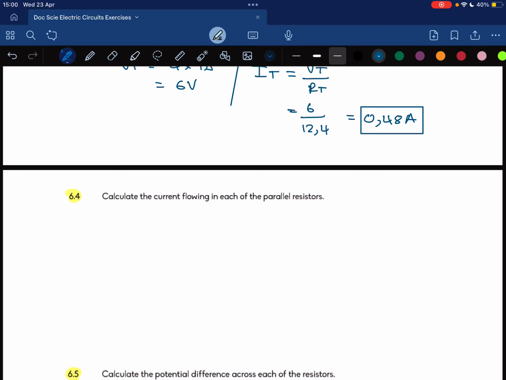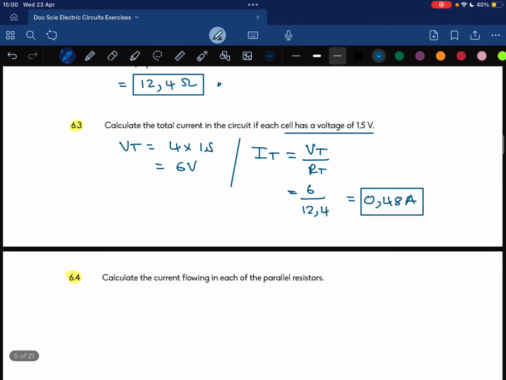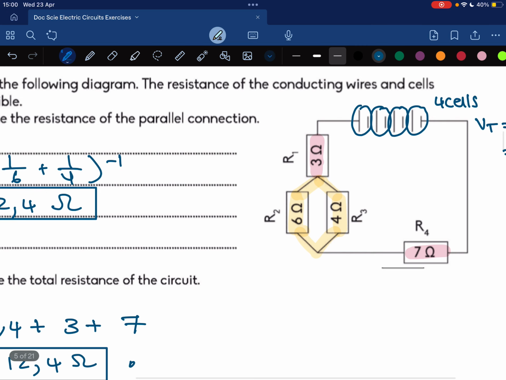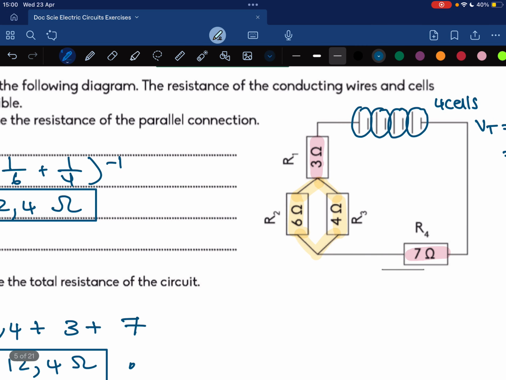Okay, then it says calculate the current flowing through each parallel resistor. So you have to calculate how much current is flowing on this side. What I'll do is split it up so we can see it, because if you notice the resistances are different, which means that the current that goes this way is going to be different to the current that is going that way.